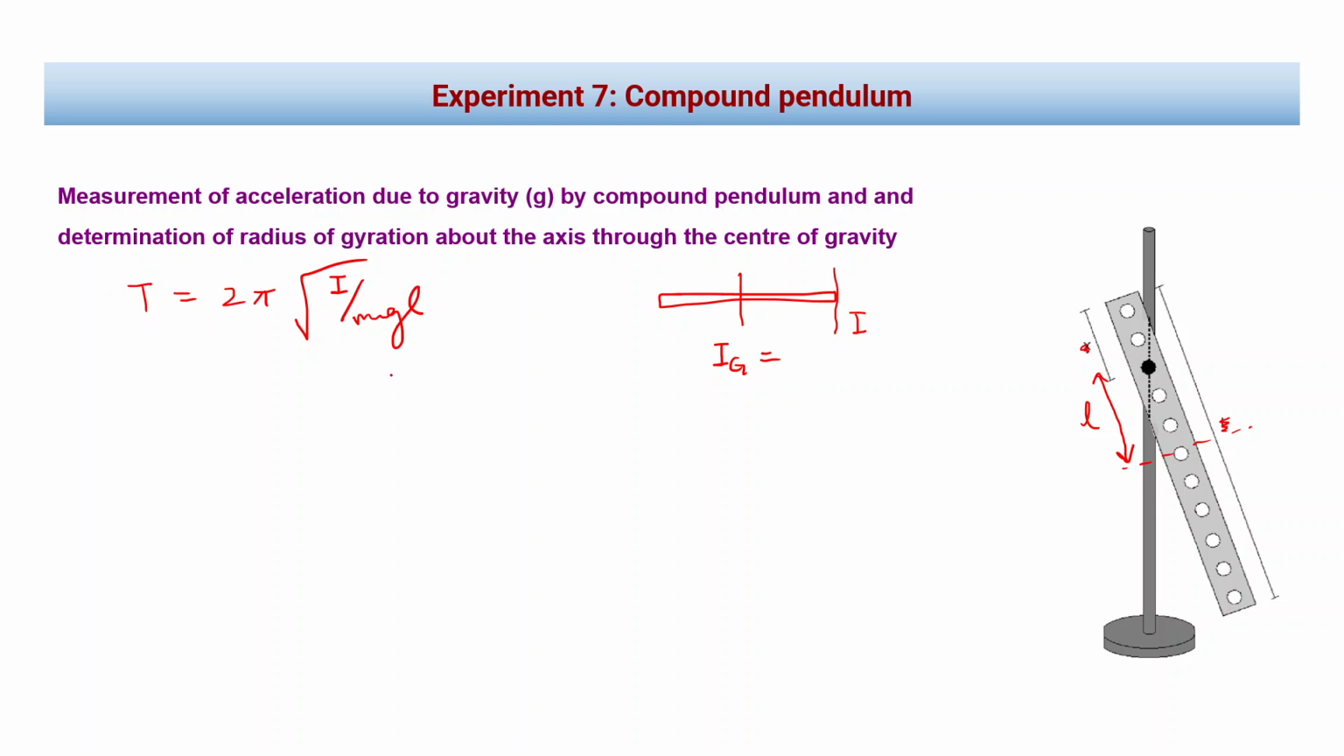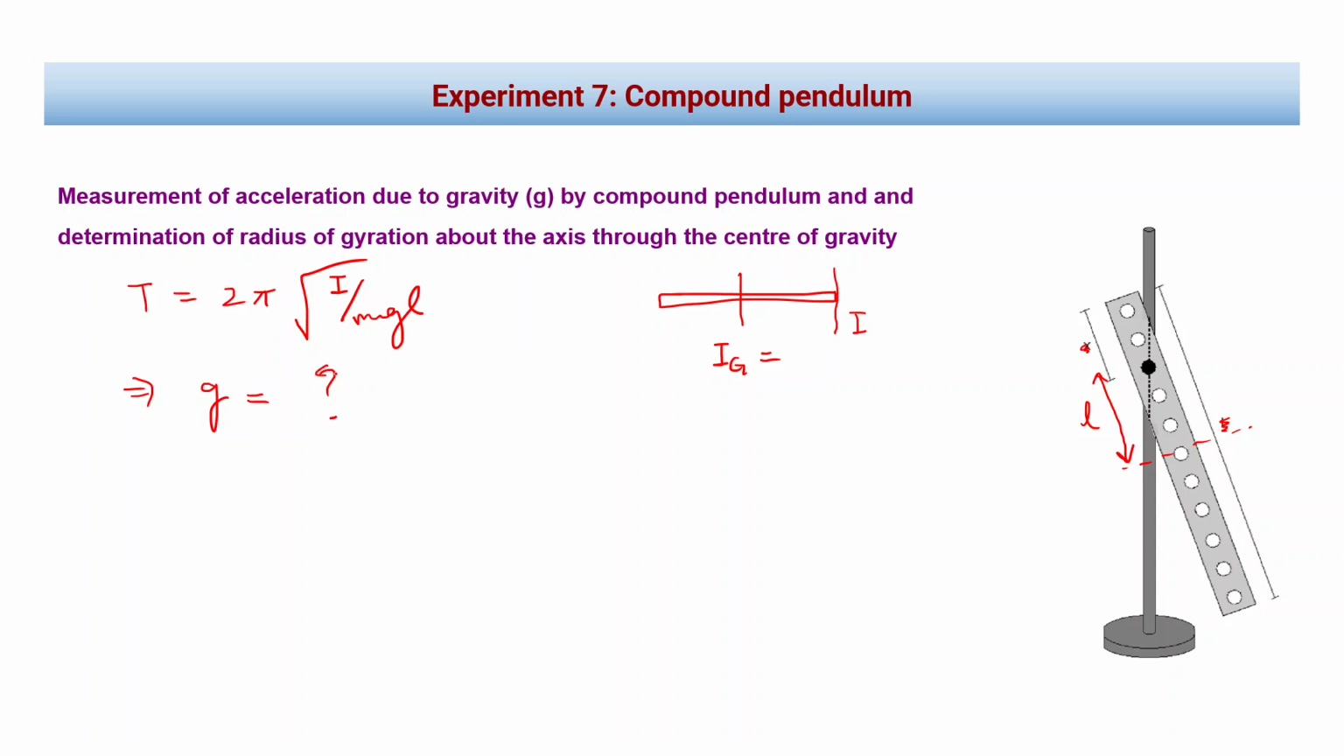When we are performing this experiment, we give it some displacement, it starts oscillating, and we measure how many oscillations happen in 1 minute or so, then we'll find out the time period also, and we can calculate I. From this we can easily calculate the acceleration due to gravity. If you rearrange, you will get this.